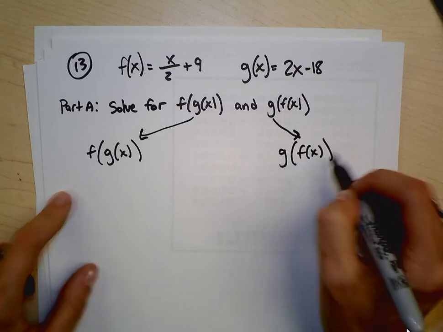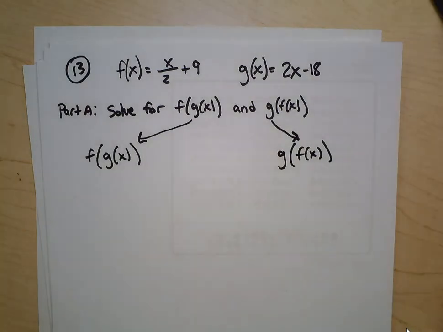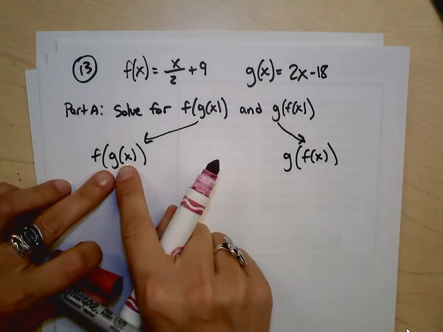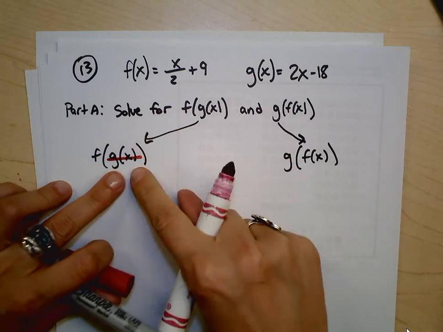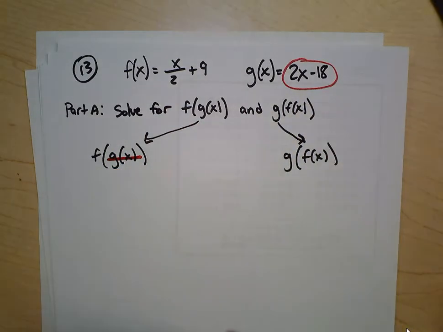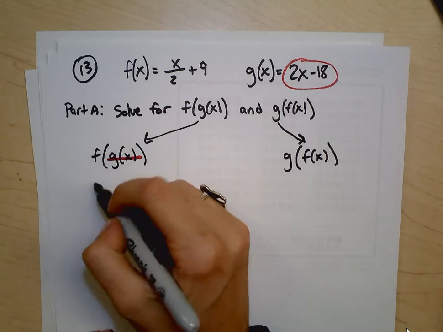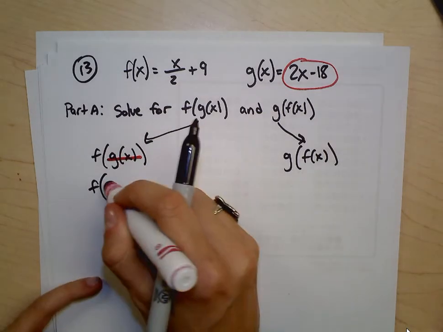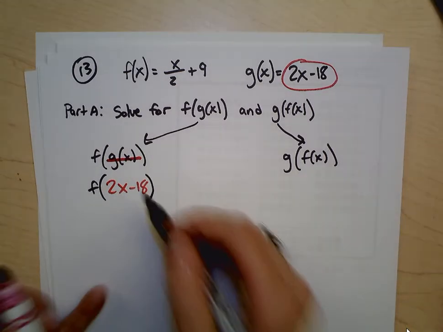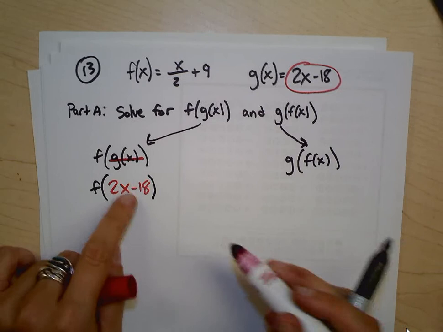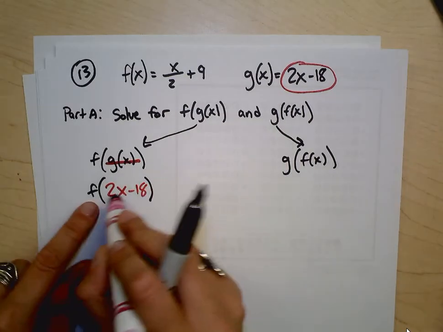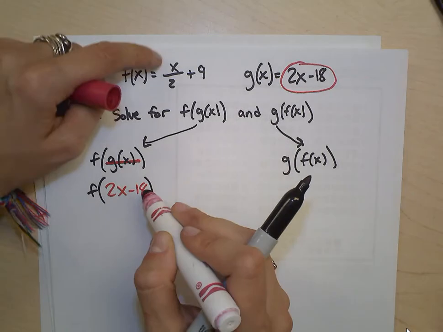I'll start with this one first. So we always start from the inside out. So this g of x here, I'm going to cross this out, and I know g of x is equal to 2x minus 18. So I'm going to have f of 2x minus 18. Now I'm done with step 1. My inside is done. So now I go to my f equation, and everything that I have in this 2x minus 18, I'm plugging in to that x.